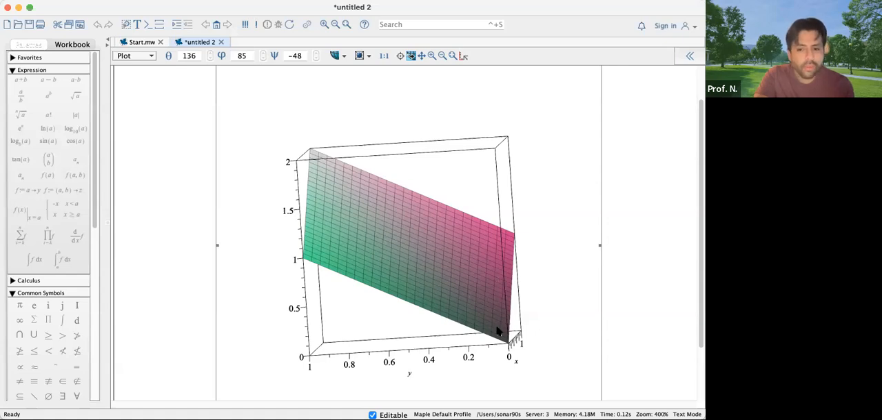Now, what if the x and y values are both 1? Then x plus y would be 1 plus 1, which gives me 2. So the highest value in this probability density function, when the x values range from 0 to 1 and the y values range from 0 to 1, would be 2. I just want to make that clear.